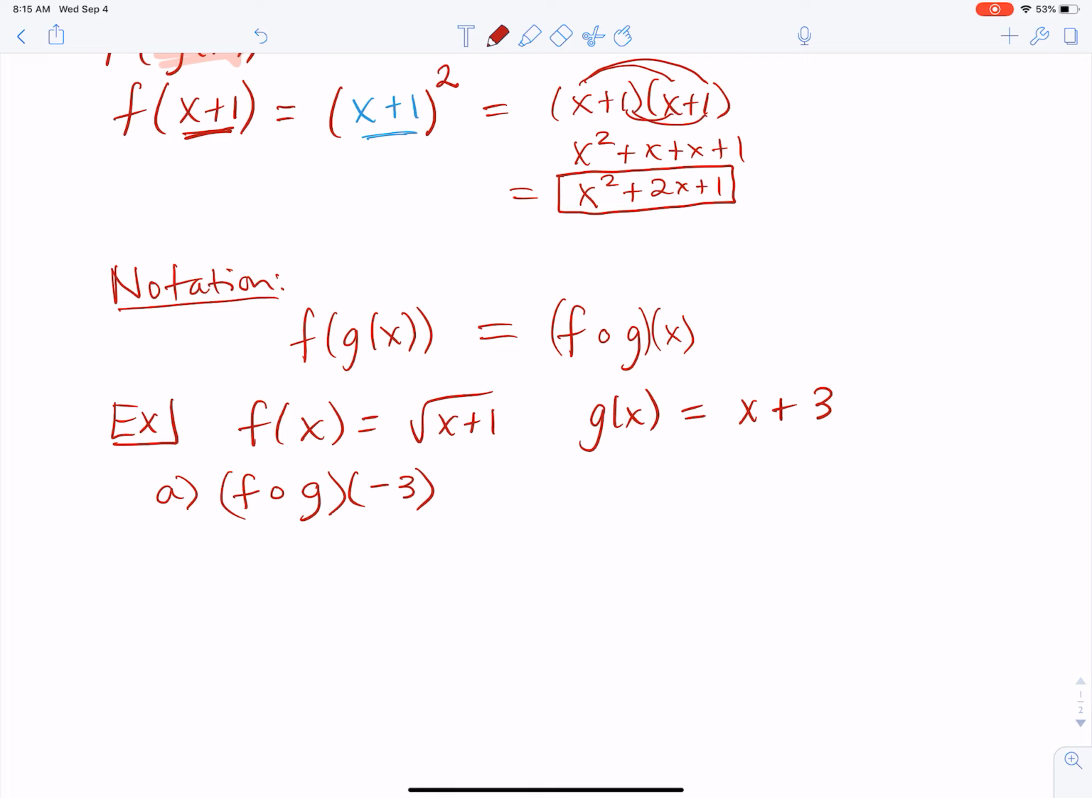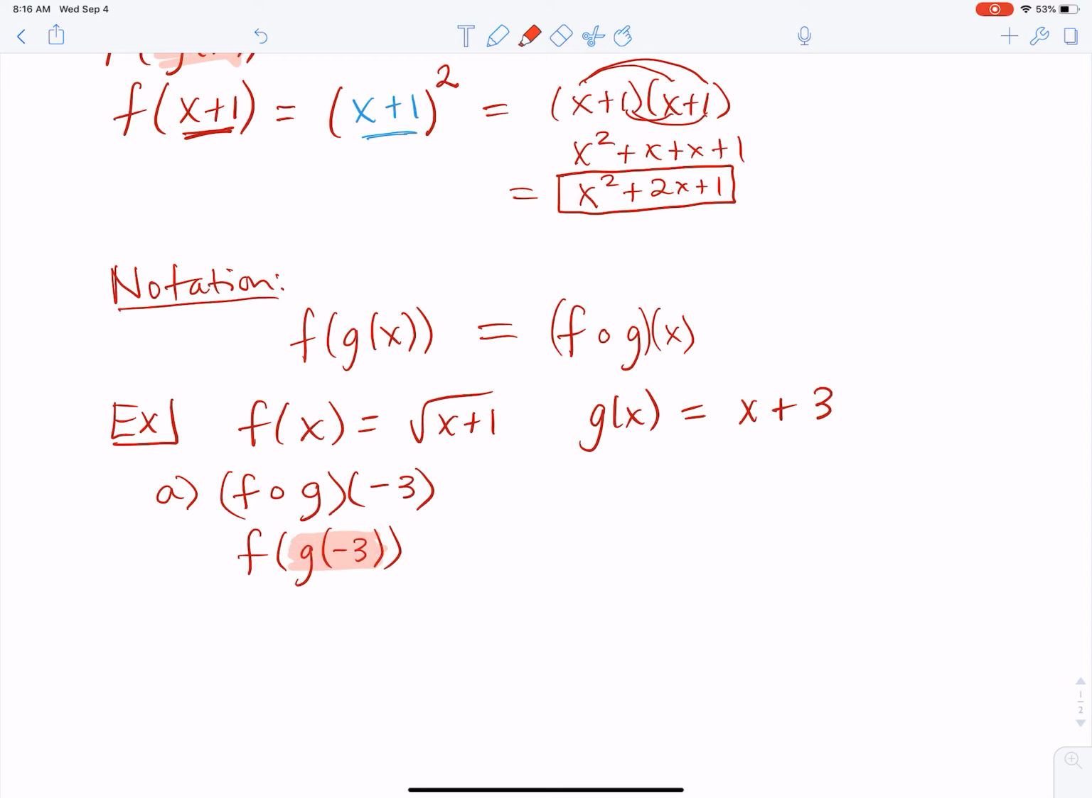So you can be given a numerical value as well. If you are not comfortable with the f of g notation like this with the circle for O, you are more than welcome to rewrite this as f of g of -3 like that. You do want to follow order of operations, and you want to do what's inside the parentheses first.